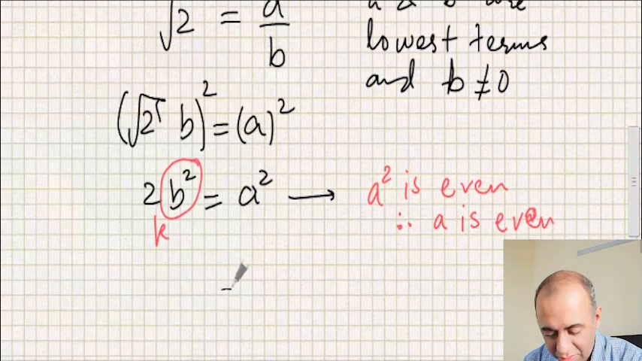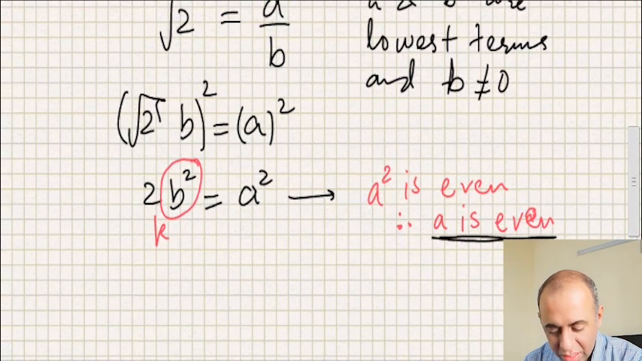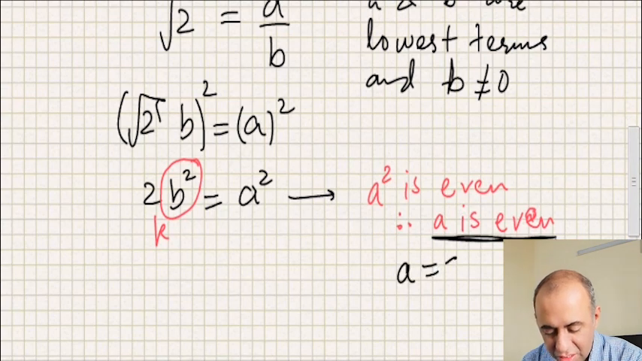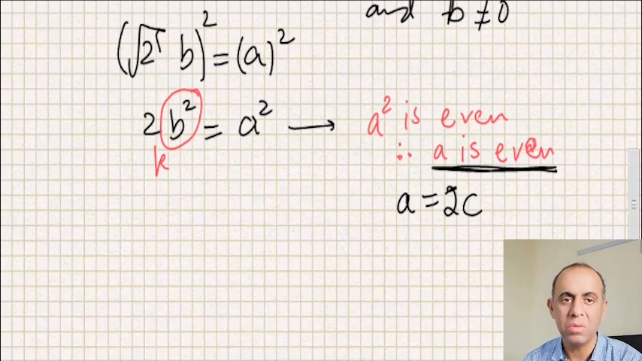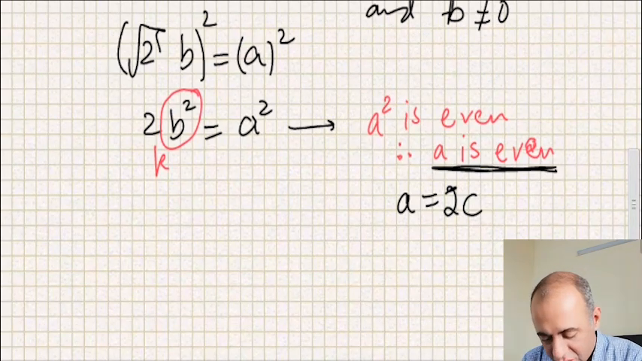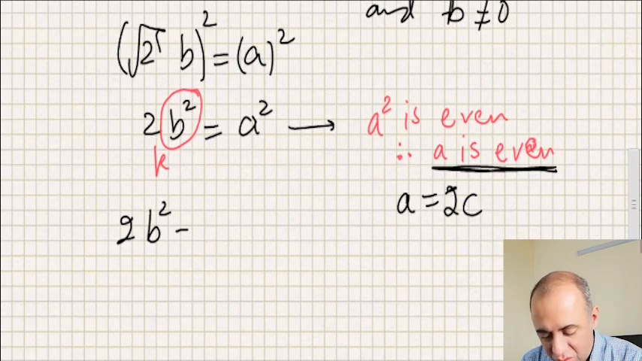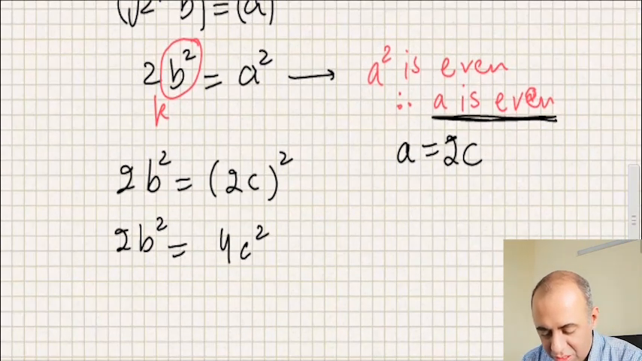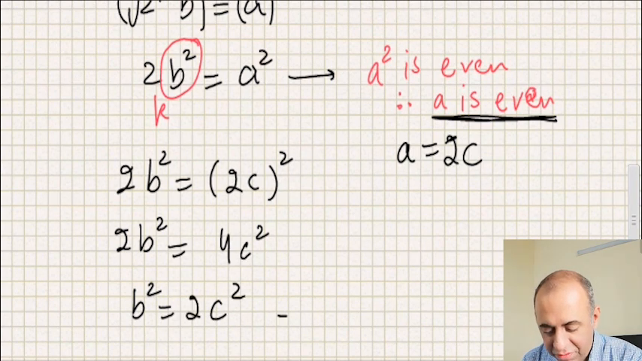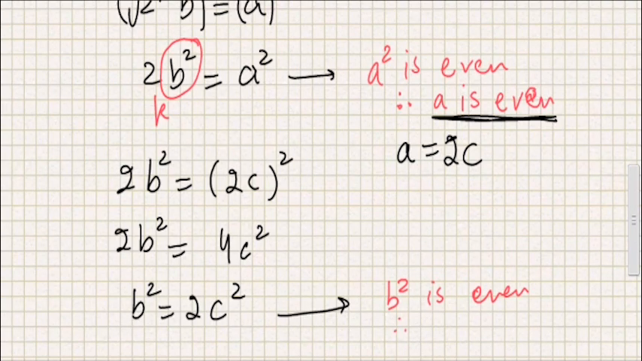But if a is even, I can represent a as another number 2c, where c is another integer. Because a is even, I can express it as an integer multiple of 2. So I can write 2b² is equal to, instead of a, 2c. So I get 2b² equal to 4c², right? And dividing both sides by 2, I get b² equal to 2c², which gives me another result that b² is also even, and which also tells me that b is even.